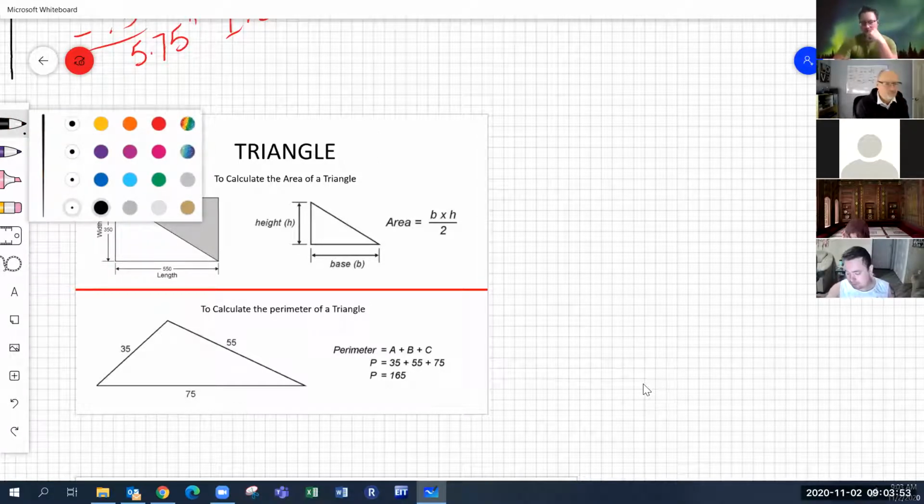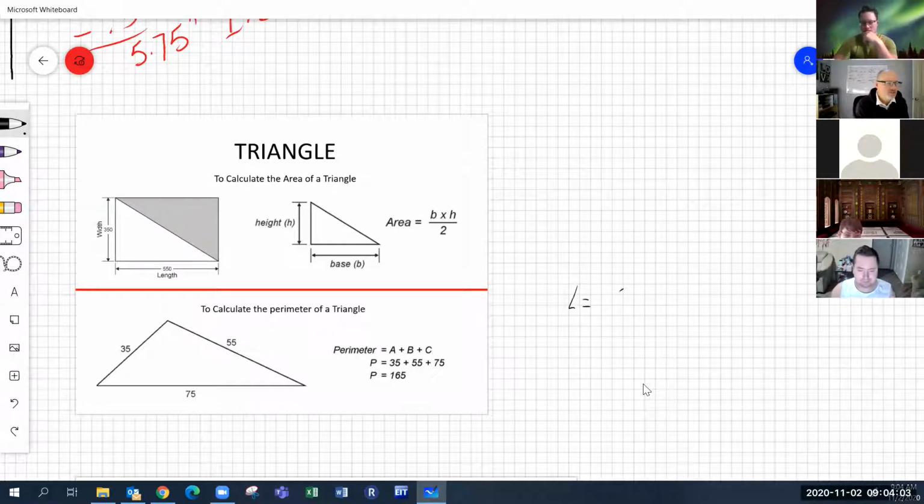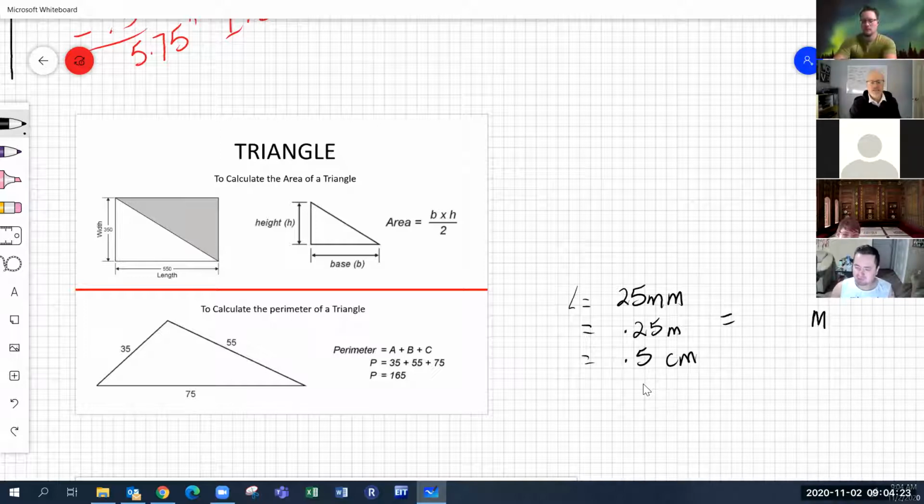For example, I could say find the perimeter of a triangle with one length equals 25 mils. Another equals 0.25 meters. And another is equal to 0.5 centimeters. What is my perimeter of my triangle in meters? So take a minute, find the perimeter of that triangle in meters.